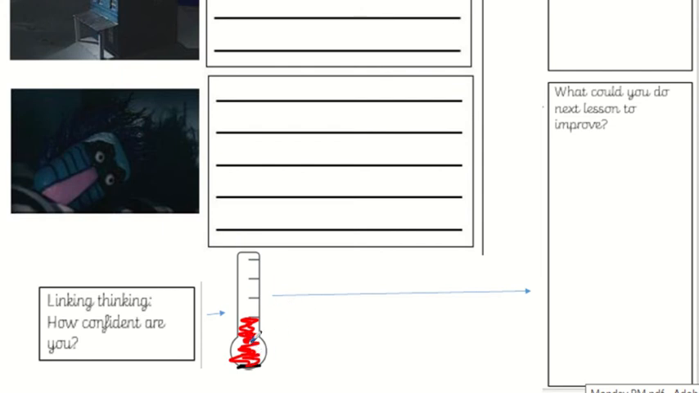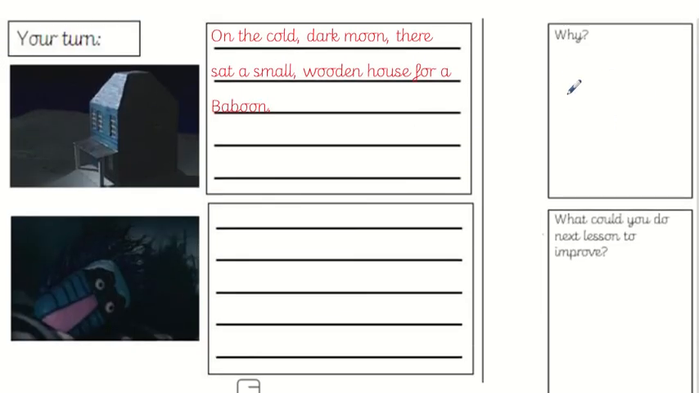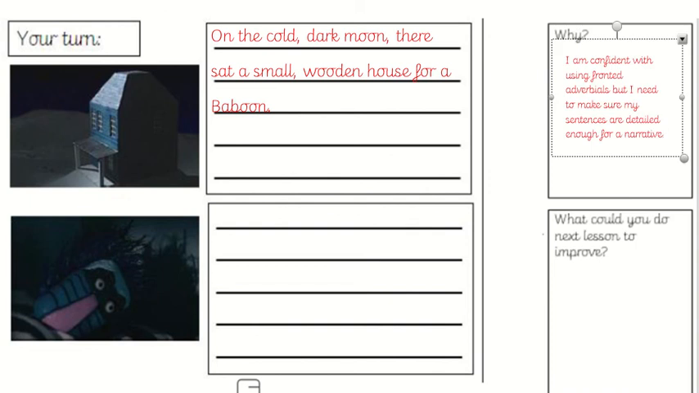So once you've coloured it in, you then need to go to this section, why. So I'm going to do my explanation. You can use mine to help you. So here's my explanation. I am confident with using fronted adverbials, but I need to make sure my sentences are detailed enough for a narrative. You may say, I'm confident with using fronted adverbials, but I need help with my comma placement.